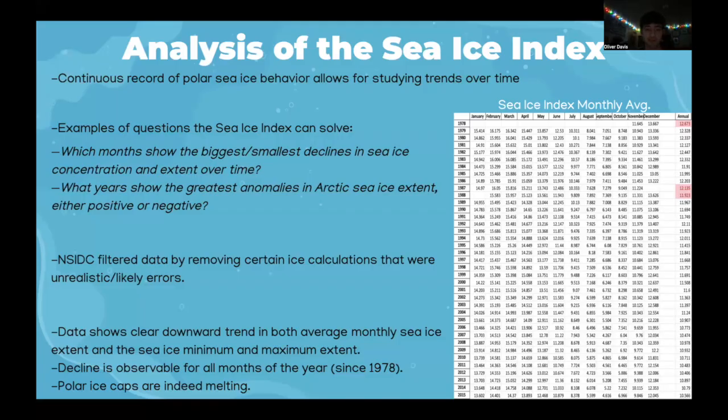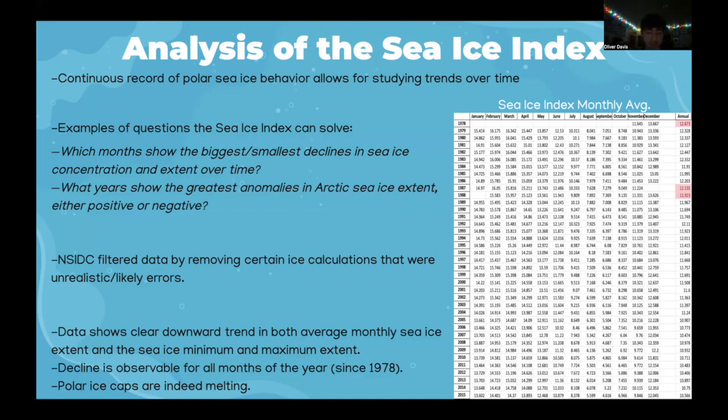Since 1978, polar orbiting satellites have produced a continuous record of Arctic and Antarctic sea ice behavior, allowing scientists to study trends over time. Some types of questions that the sea ice index can answer are which months show the biggest declines in sea ice concentration and extent over time, or what years show the greatest anomalies in Arctic sea ice extent, either positive, where there's more ice than the long term average, or negative, where there's less ice. The NSIDC filtered their data by removing certain ice calculations that were deemed unrealistic and likely errors. The box that would normally hold that data is just going to be empty on the data set.